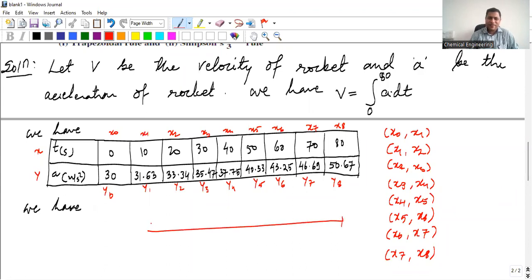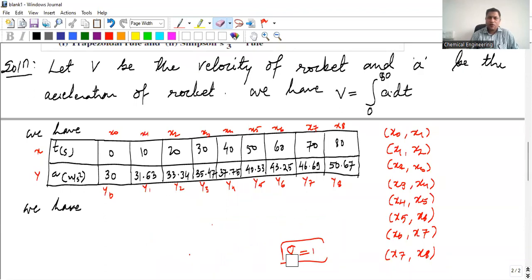Or otherwise, we think like this. This is x0, x1, so this is the first subinterval. x1 to x2 is the second subinterval, and so on. We have 8 subintervals. Are you getting this? Yes, sir, I got it.